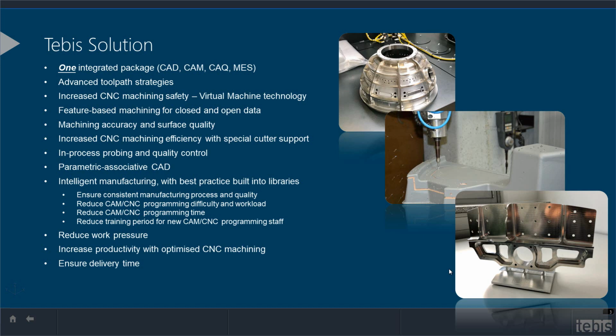So as I mentioned, Tebis also is integrated CAD, and the CAD is parametric associative. But all of these things that we've mentioned so far all add together to give us intelligent manufacturing, with all of your best practices built into the Tebis libraries. All of these things are put together to ensure consistent manufacturing process quality for you, reducing your programming difficulty and workload, and also your programming time, and reducing training periods for any new programming staff. So the aim is to reduce your work pressure and increase your productivity and ensure your delivery times.